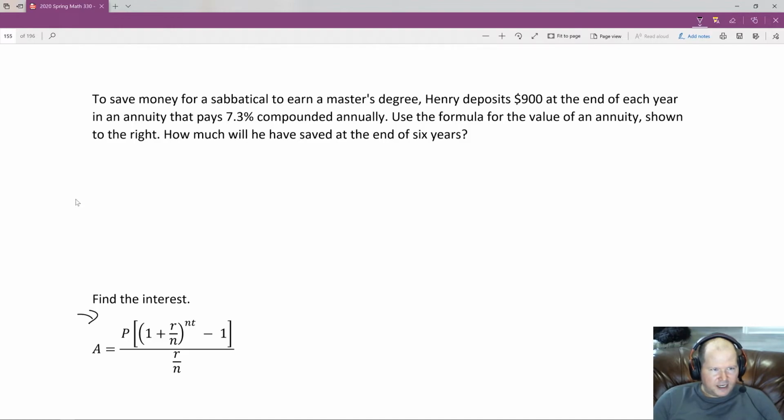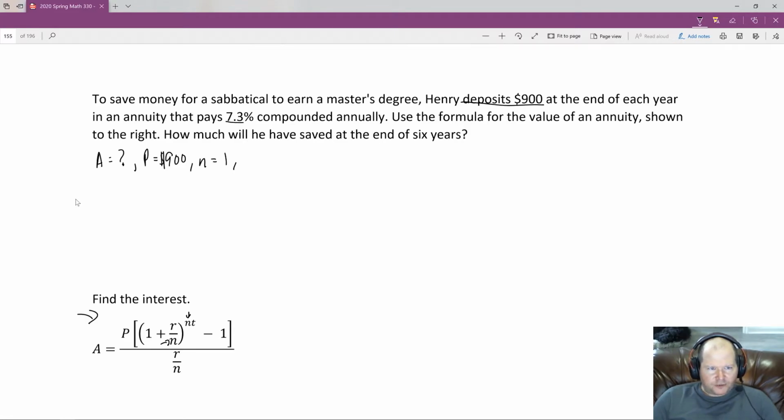Let's first identify everything. We don't know what A is, that's what we're solving for. That is the value of the annuity. How about P? P is the amount that you have deposited, which it says right there. So P is the deposit, the amount that you deposit periodically. So that's $900 at the end of each year. Now N is how often you deposit per year. In this case, N is 1 because we do it once a year. If we did it 12 times a year, there'd be a 12 there. If you did it twice a year, you'd have a 2 there, so on and so forth. The number of times per year, right? So it's just once per year.